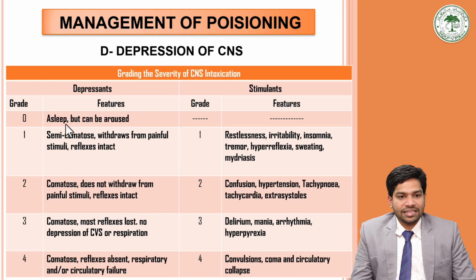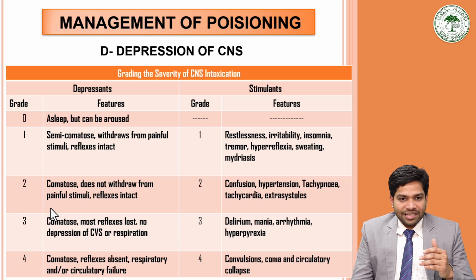At 0, he is asleep but can be aroused. If he is semi-comatose, withdraws from painful stimuli, reflexes intact, then the score is 1. If he is comatose, doesn't withdraw from painful stimuli but reflexes are intact, then the score is 2. If comatose, most reflexes are lost, no depression of CVS or respiration, then it is 3. If comatose, reflexes absent, respiratory and circulatory failure, then the score is 4.